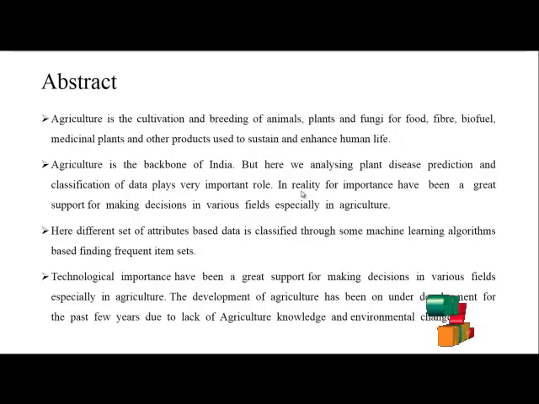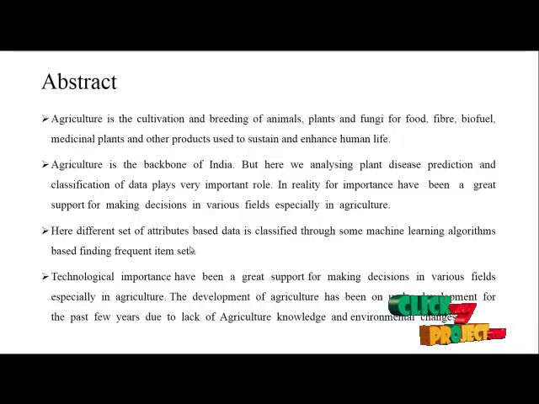Technological importance has been a great support for making decisions in various fields, especially in agriculture. Here the different sets of attribute-based data are classified through machine learning algorithms based on finding frequent item sets. Machine learning uses supervised learning methods for rule mining predictions. The rule mining, or ARM, here means association rule mining, using finding sequential patterns.